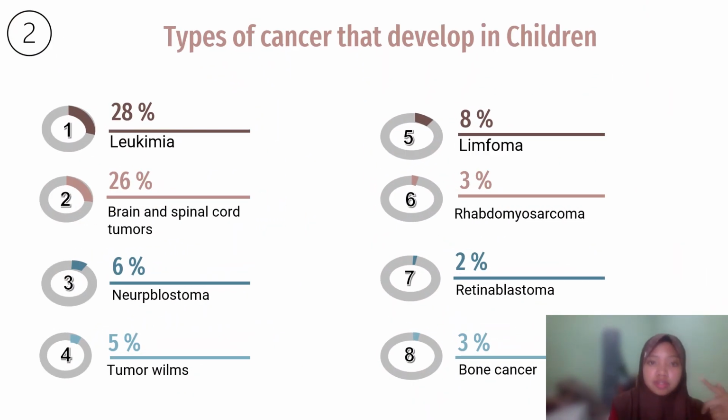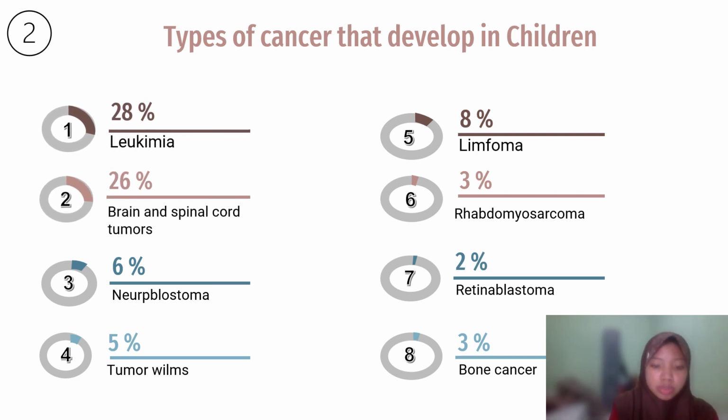Types of cancer that develop in children. Number one is leukemia. Leukemias, which are cancers of the bone marrow and blood, are the most common childhood cancer. They account for about 28% of the cancers in children. The most common types in children are acute lymphocytic leukemia and acute myeloid leukemia.